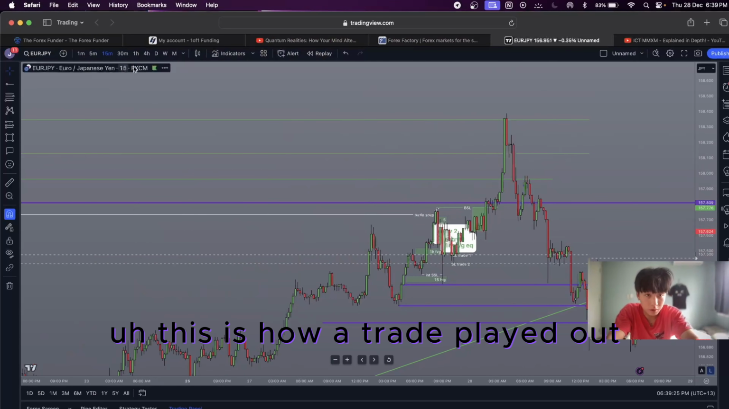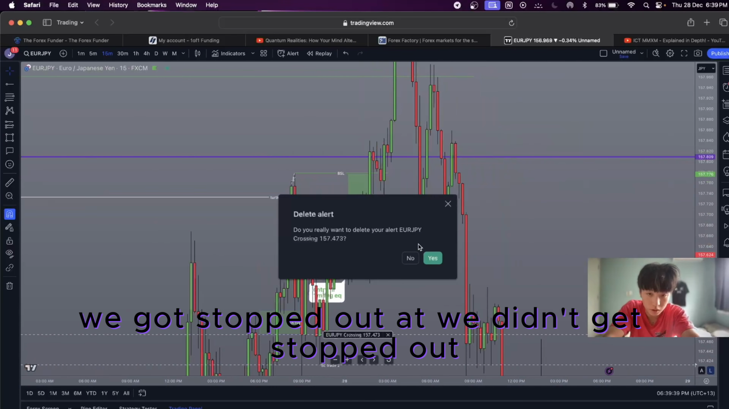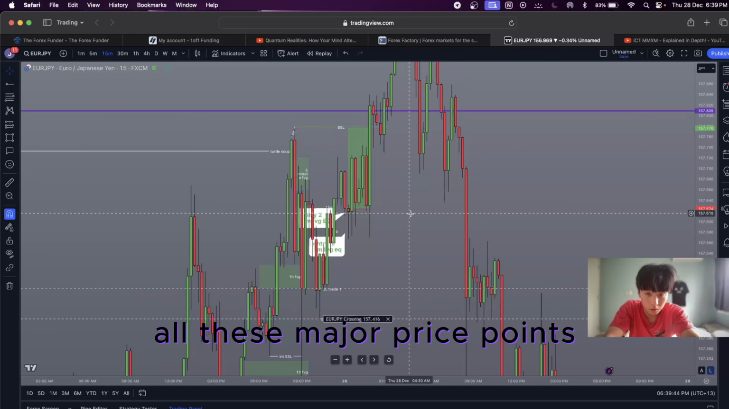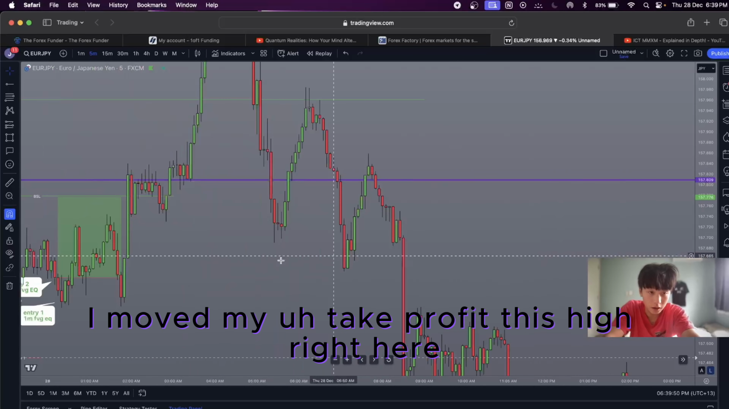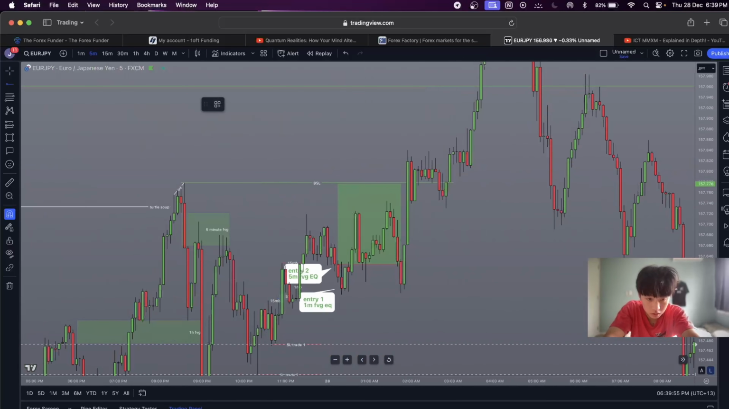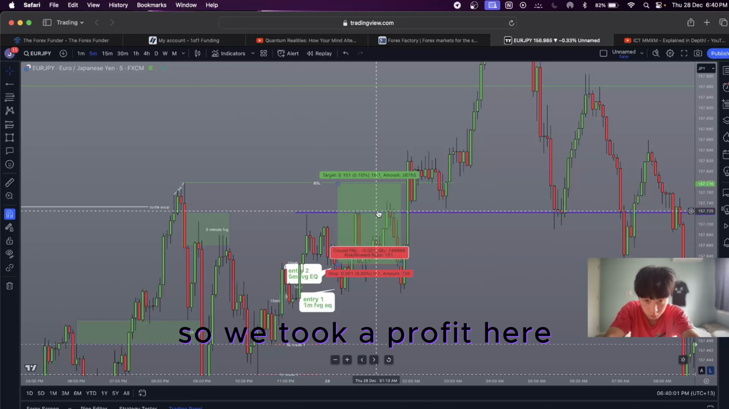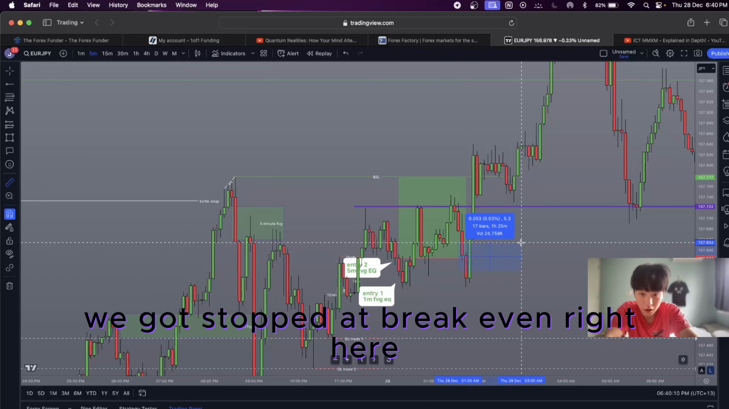So this is how our trade played out. We didn't get stopped out, but we got broken even before we could even hit all of these major price points. As you guys remember from last night, I moved my take profit to this high right here, which I called resistance. So we took a profit here and we moved our stop loss to break even, and as you can see, we got stopped at break even right here.